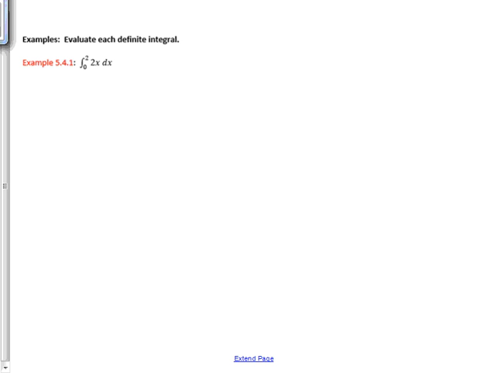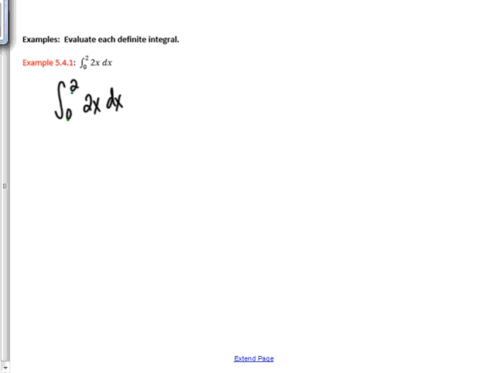Super easy. Alright, so I've got the integral from 0 to 2 of 2x dx. Again, this 0 and this 2, those are called your limits of integration. What you're going to do is integrate your function how you have been doing it, but you won't have a plus c anymore. What you're doing is finding the area under the curve from x equals 0 to x equals 2. And you're going to plug those numbers in at the end.